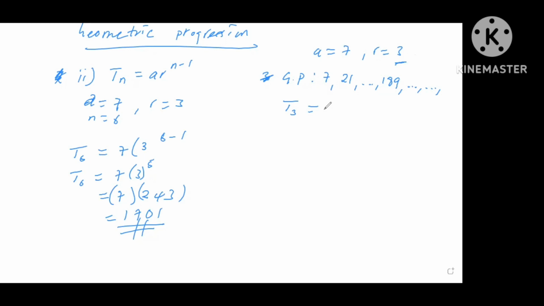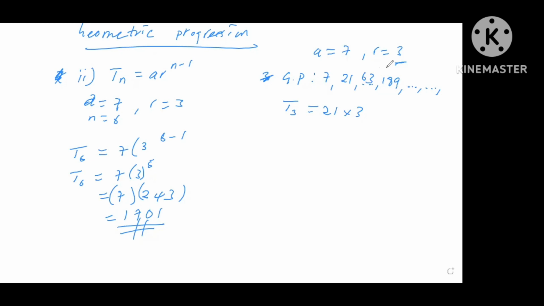So when you multiply 21 times 3, what do you have? 3 times 1 is 3. Then 3 times 2 is 6. So you have 63. That is the third term.